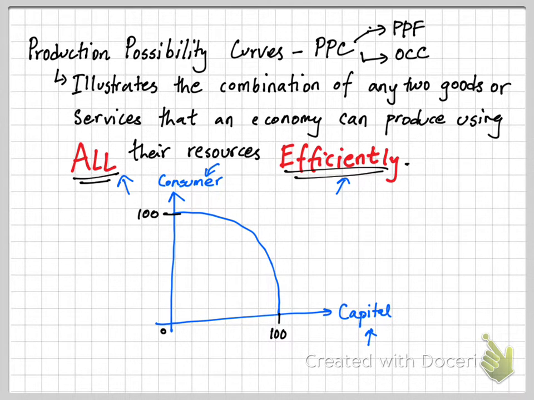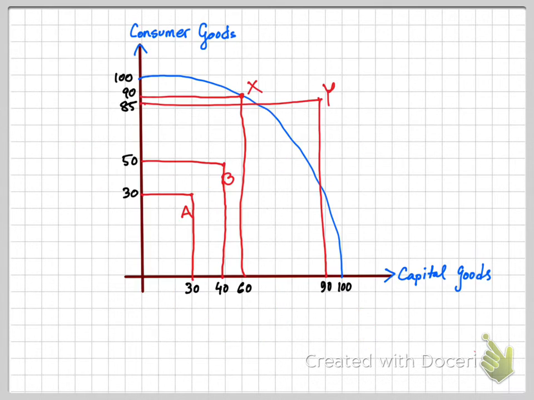And all these points on the graph show you the combinations of consumer goods and capital goods that they can produce. If we call this point X, we can see that at point X, you can produce 90 consumer goods and 50 capital goods. And if you call this point Y, then you can produce 90 capital goods and 50 consumer goods if you use all of your resources in the most efficient manner.